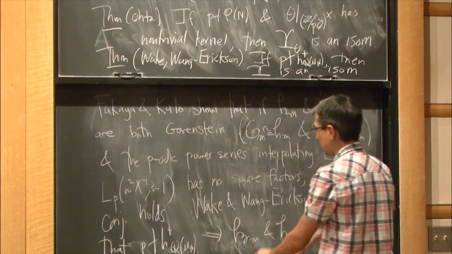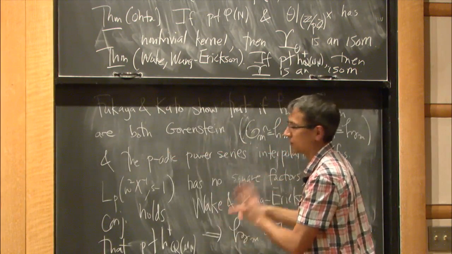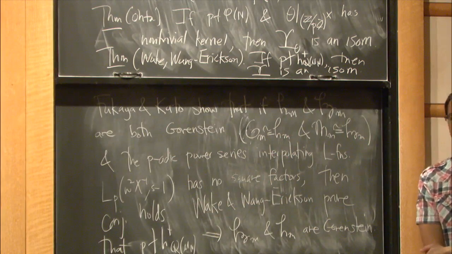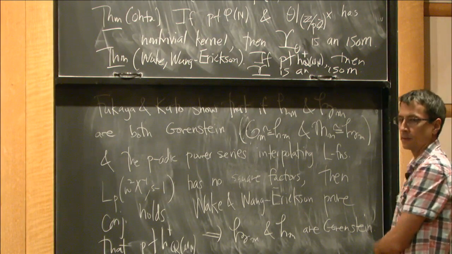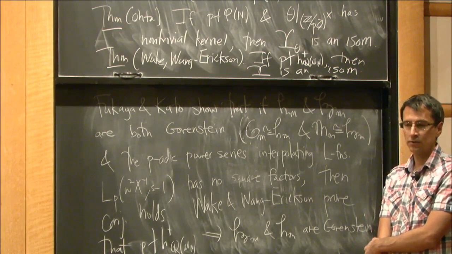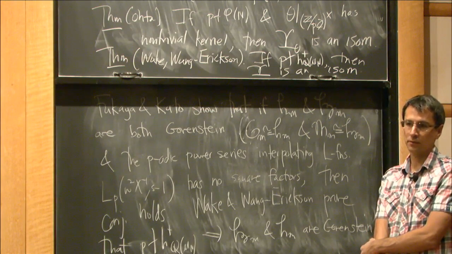So if you combine this with the derivative result, then you get the conjecture, right? But the derivative result is not an assumption of the Wake-Wang-Erickson theorem. That's right. They don't prove anything about var pi, really. Not directly. Their work is all with epsilon. They prove that Epsilon is an isomorphism by a different method, a method of pseudo deformations.